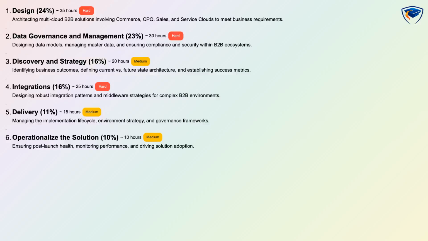Design is 24%, data governance and management is 23%, discovery and strategy is 16%, integrations is 16%, delivery is 11%, and operationalize the solution is 10%. I will summarize what you need to learn in each domain and call out the key topics and expected effort. Use this as a roadmap to plan your study time effectively.